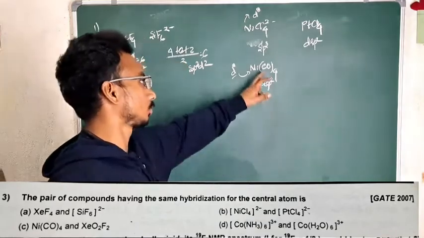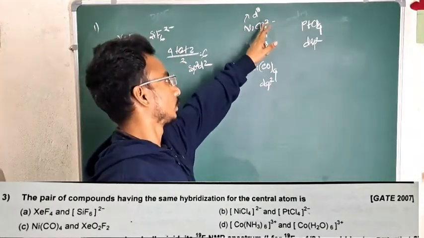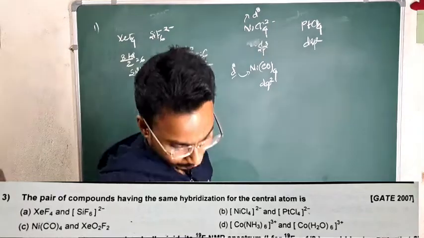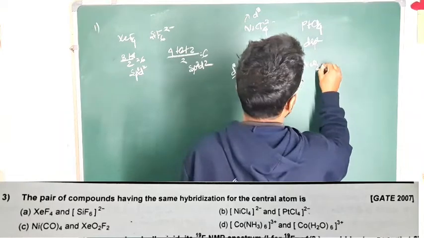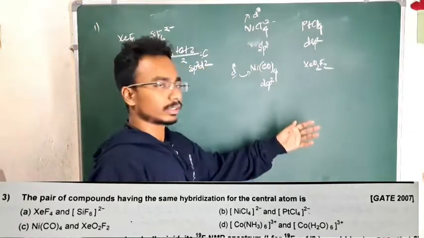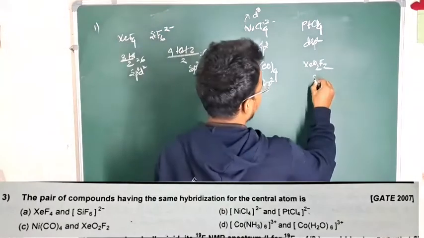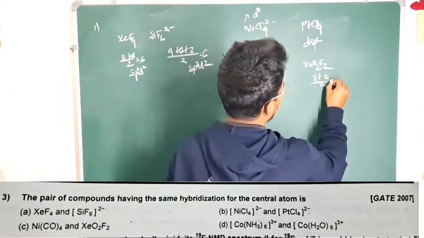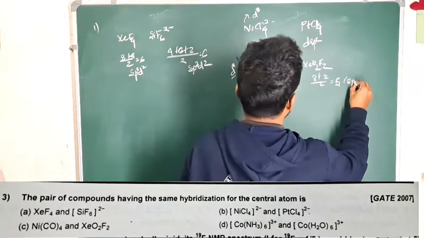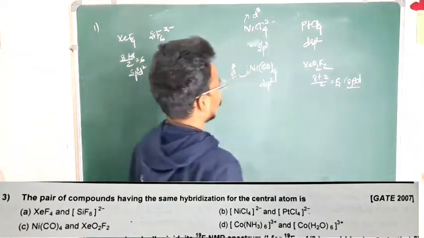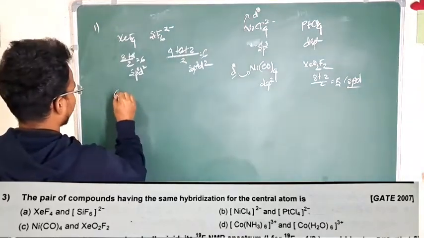For a d8 system, if a strong field ligand is present, it will give a square planar complex, and if a weak field ligand is present, it will give a tetrahedral complex. And another is CoF2. We already solved this in our first question. So as you can see, 8 plus 2 by 2, it is 5, sp3d, not the same.